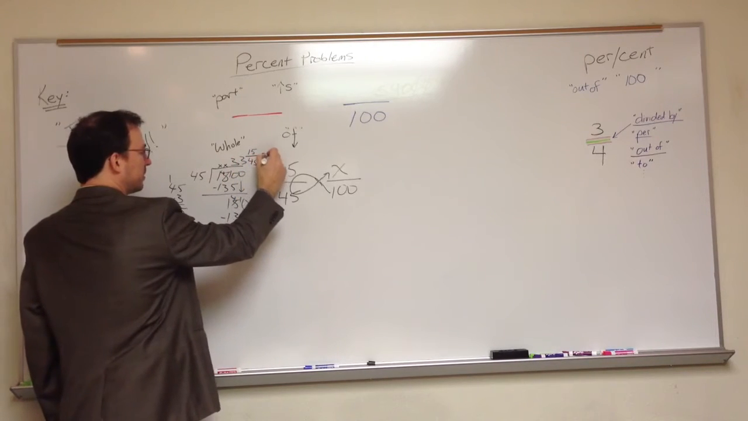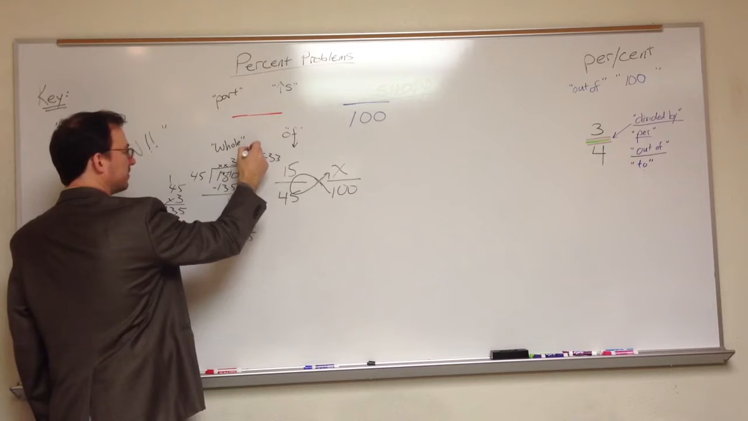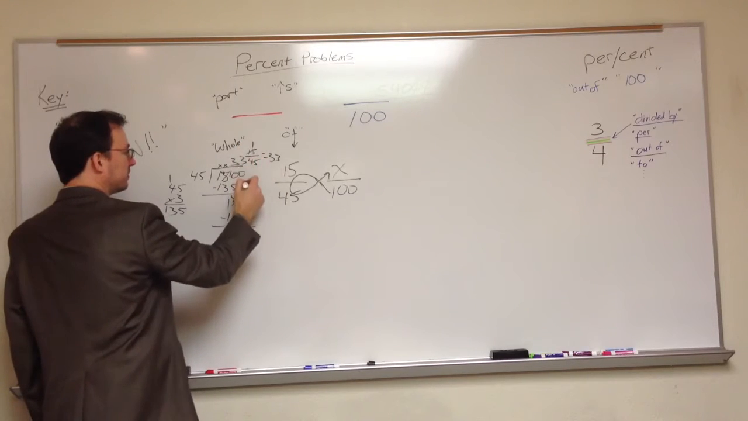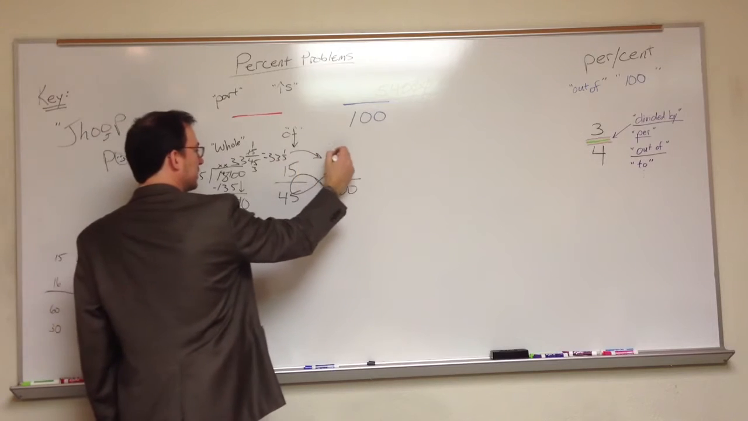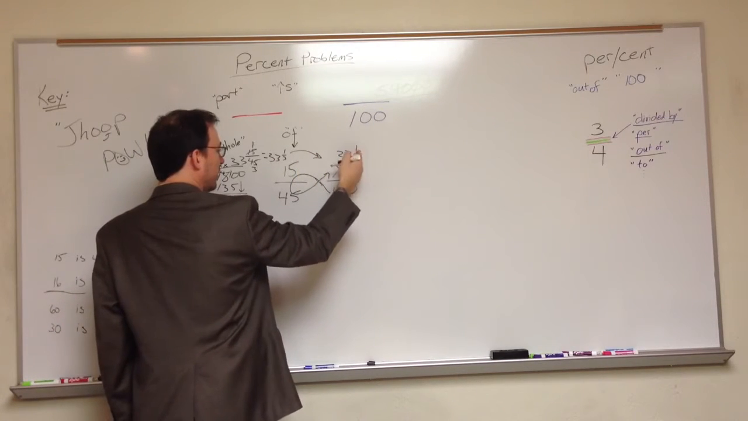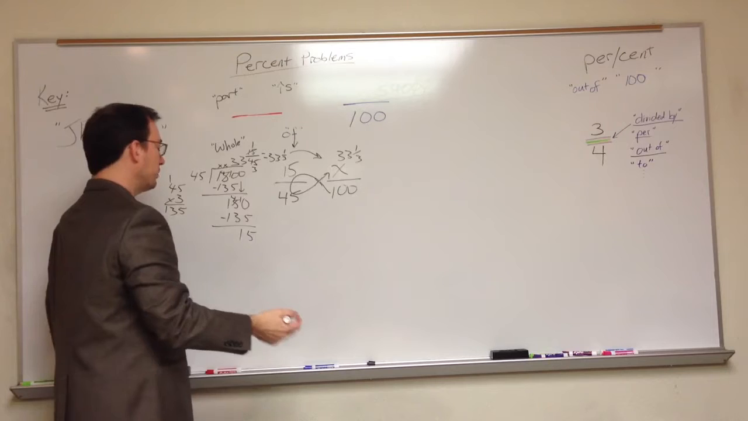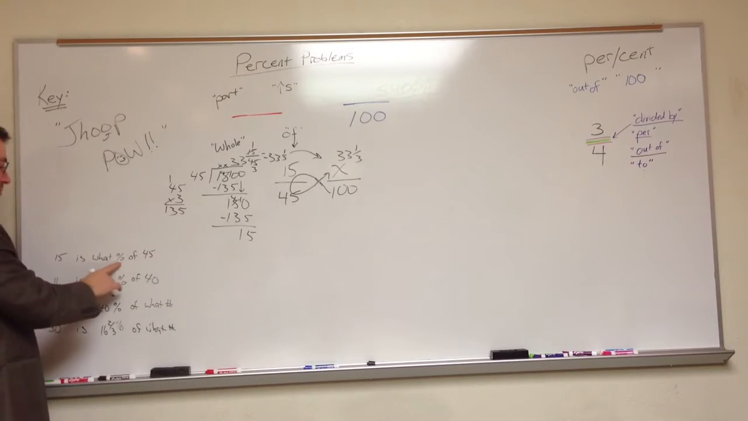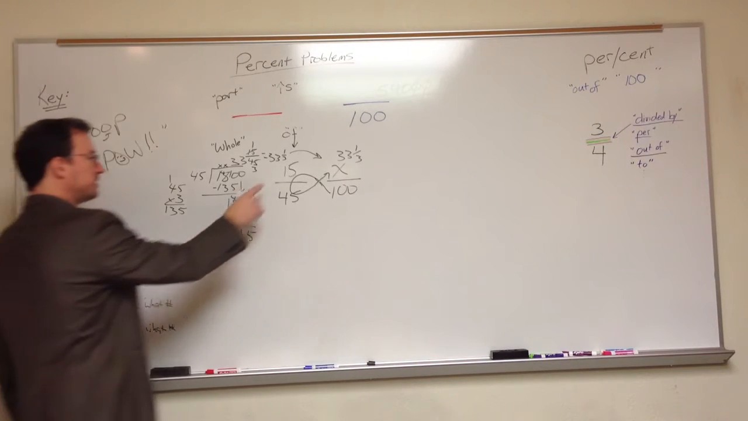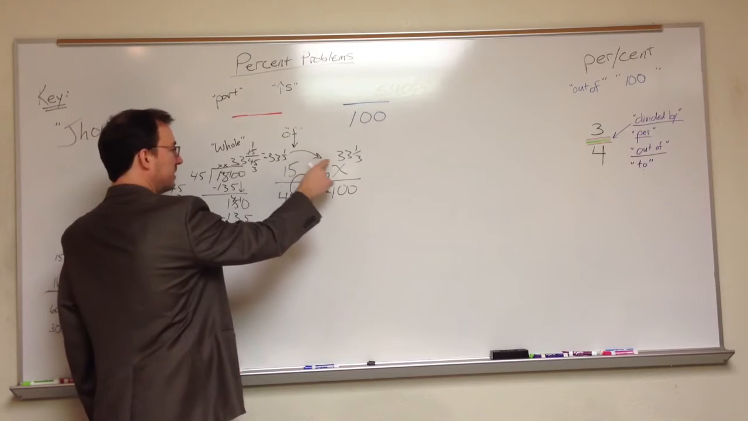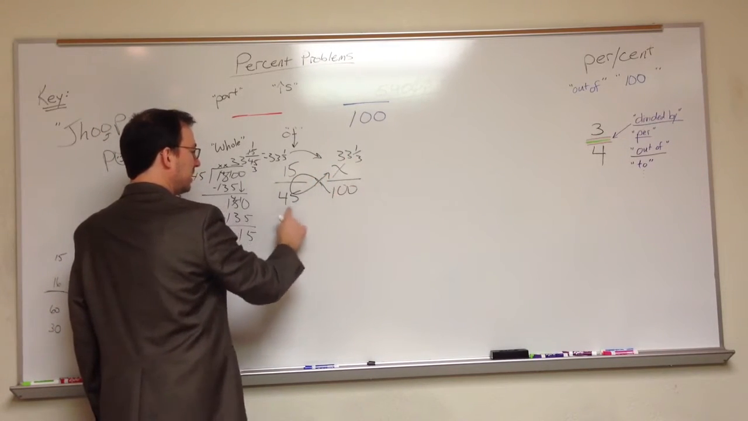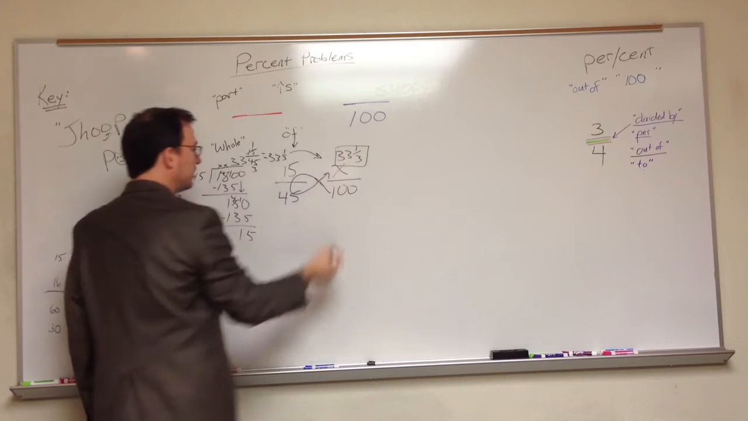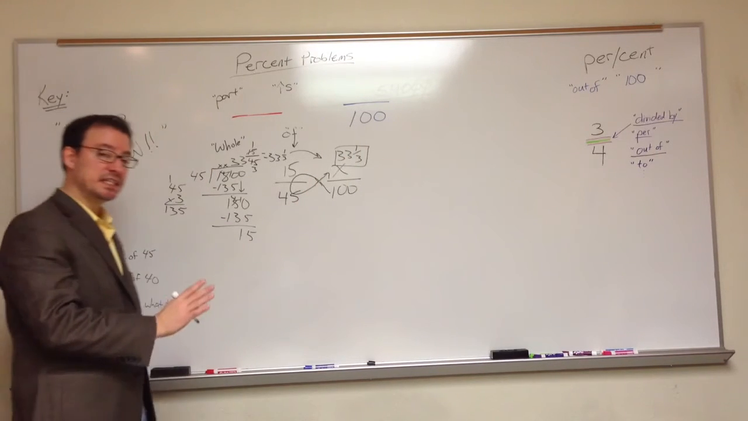So 33, that'd be 33. And this 15 divided by 15 is 1. 45 divided by 15 is 3. So 33 and a third. So my answer now is 33 and 1/3%. So if I want to say 15 is what percent of 45, well 15 is 33 and 1/3% of 45. So there we go. The Just Pal, we just started in a different place.